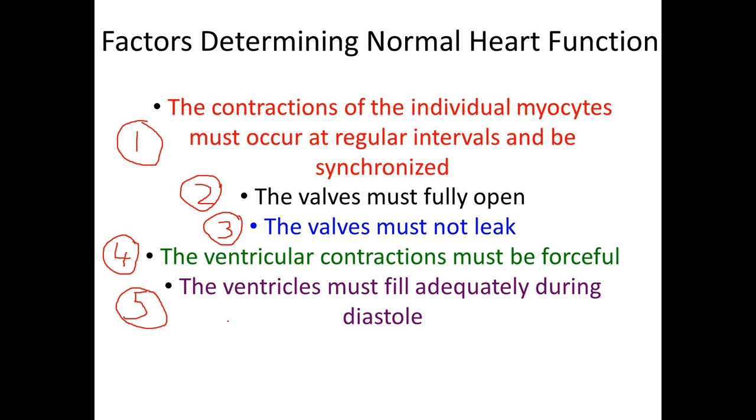So as the walls become thicker, less blood is able to be pumped out every time the heart beats. So these factors 1, 2, 3, 4 and 5 are the key factors that determine normal heart function. So anything that affects 1, 2, 3, 4 and 5 on this slide is going to cause abnormal heart function.